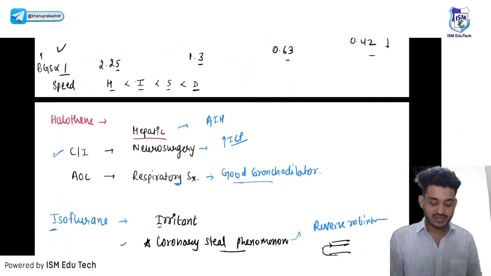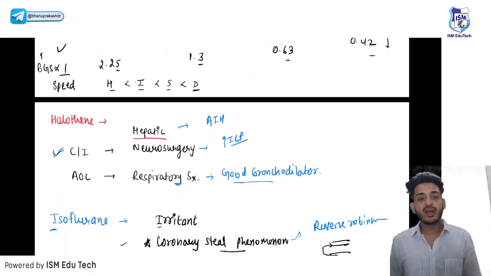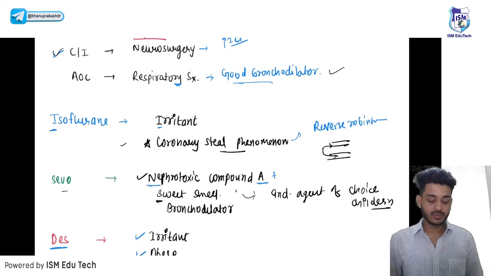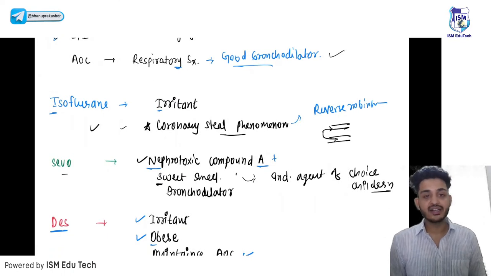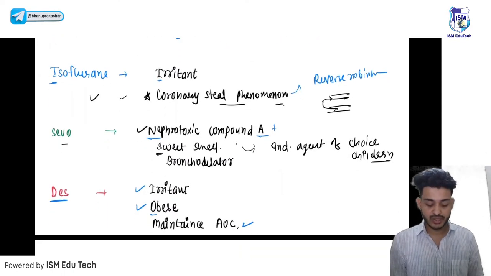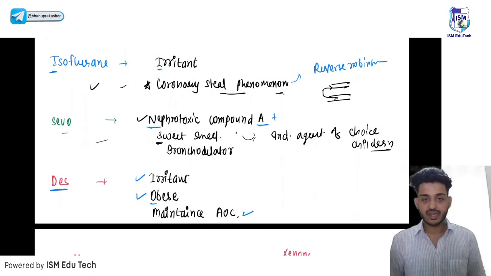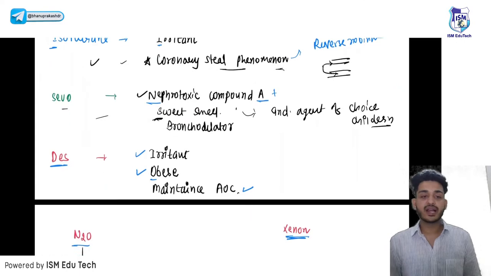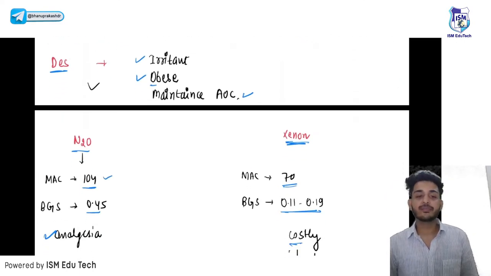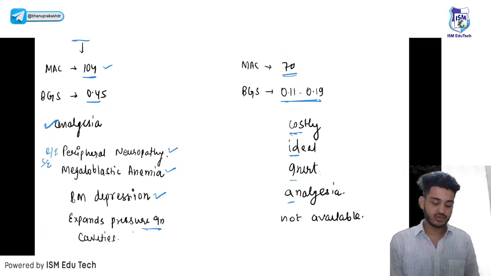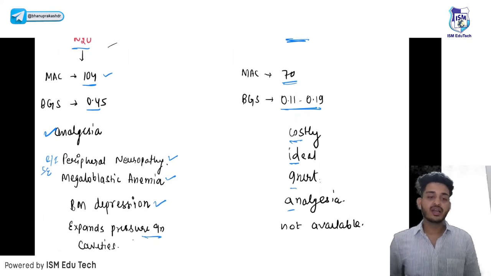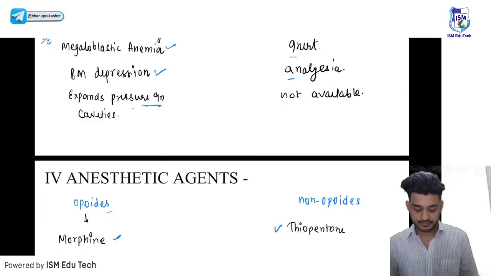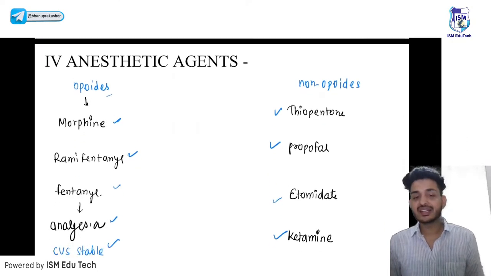Now we have seen about halothane, hepatitis, agent of choice in some surgeries. Isoflurane will be irritant and causes coronary steal. This is what you should remember. Sevoflurane will be like a bronchodilator, and the last one will be desflurane. N2O and xenon are supporting gases. Then IV anesthetic agents.